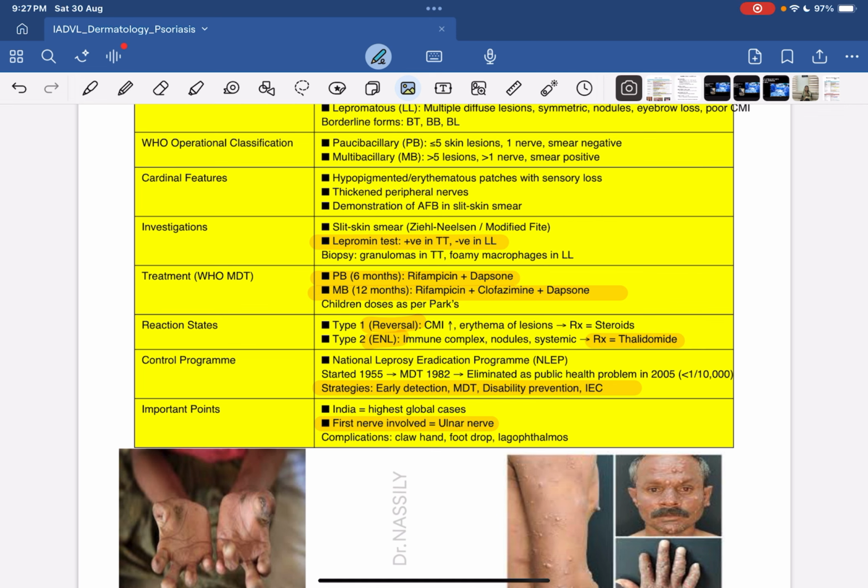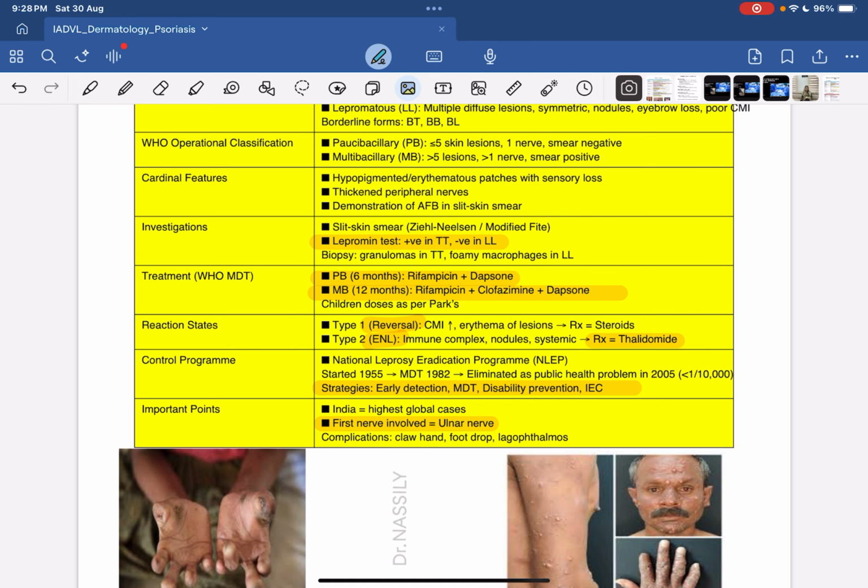For paucibacillary it is with rifampicin and dapsone, and for multibacillary it is with rifampicin, clofazimine, and dapsone. Then reaction status, some lepra reactions will occur, out of which type 1 lepra reaction is reversible, and the cell mediated immunity is more in type 1 reaction, and there will be erythema of lesion, and the treatment is by steroids. In type 2, it is erythema nodosum leprosum. It is an immune complex mediated reaction. There will be nodules. Then the treatment is thalidomide.